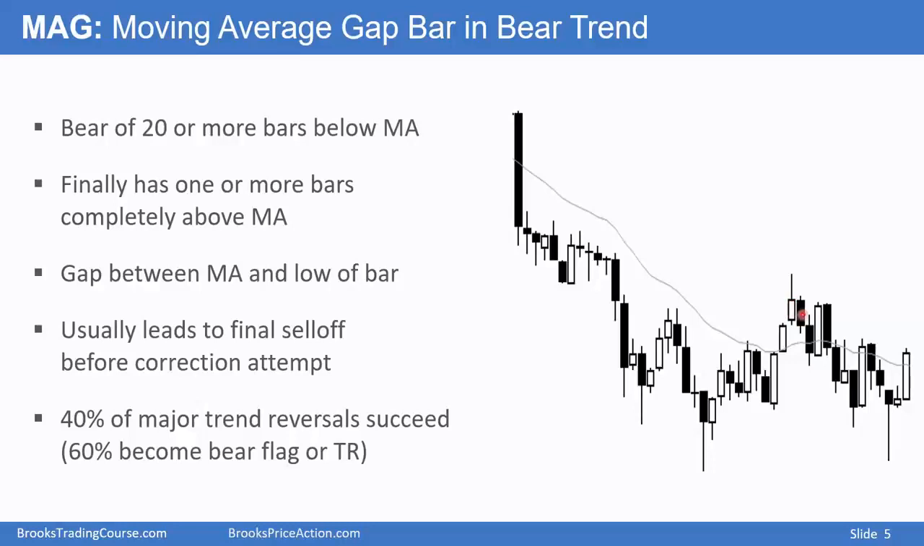When that happens and the bear trend resumes, the odds are 60% the bulls will try to create a major trend reversal. And if they do, they have a 40% chance of actually getting a bull trend, 60% chance the major trend reversal will result in either a trading range or a bear flag.